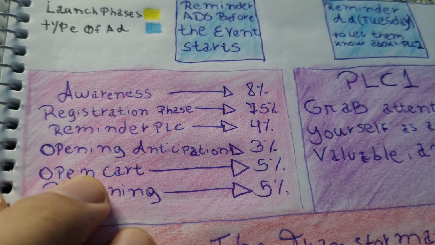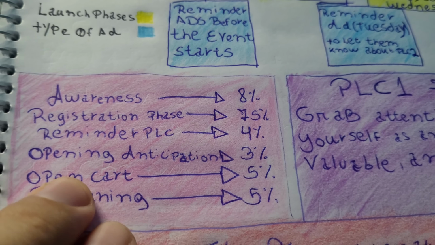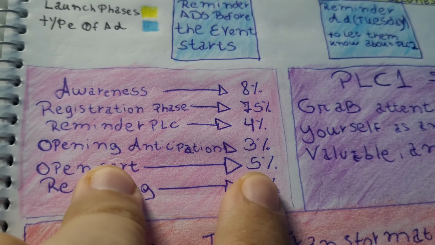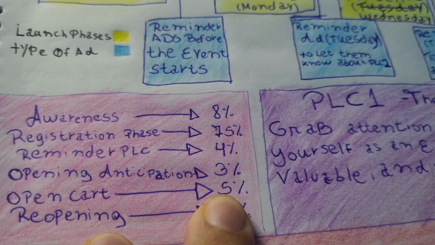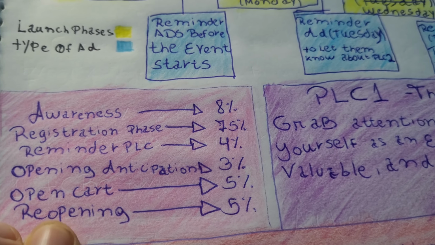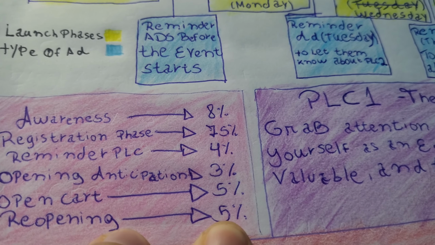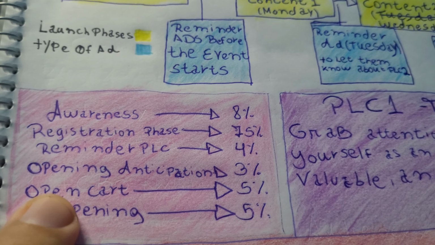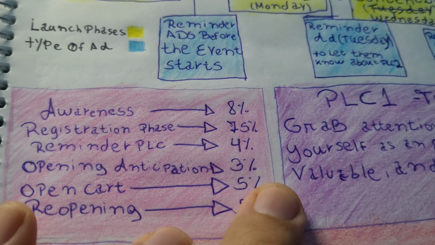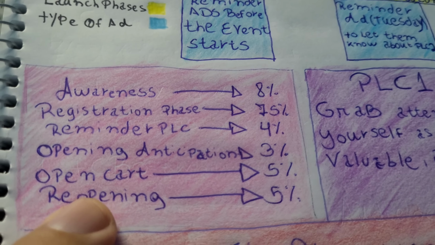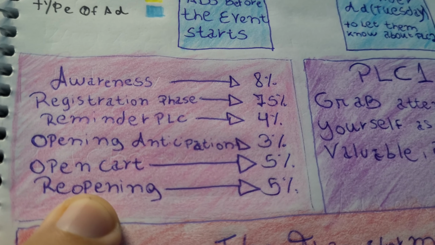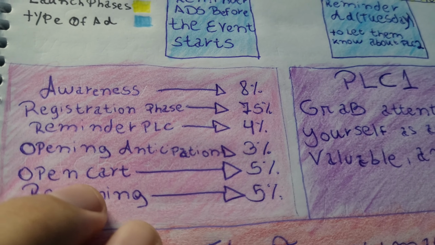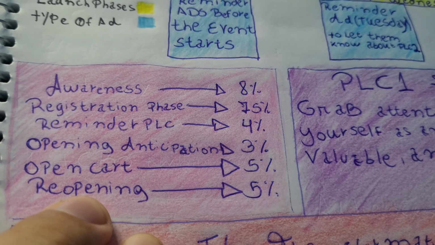For the open cart and reopening, if you're not doing a reopening, I'm going to explain that in a bit, for the open cart in general, you can spend 10% of your budget. But if you're doing a reopening, you can spend 5% of your budget. And what is a reopening? Let's say you open your cart and then you close your cart and then you have the idea to create another ad. Hey, we have 5 spots left. Subscribe now. This is the reopening. It's like you pretend that it stops and then you reopen the cart.